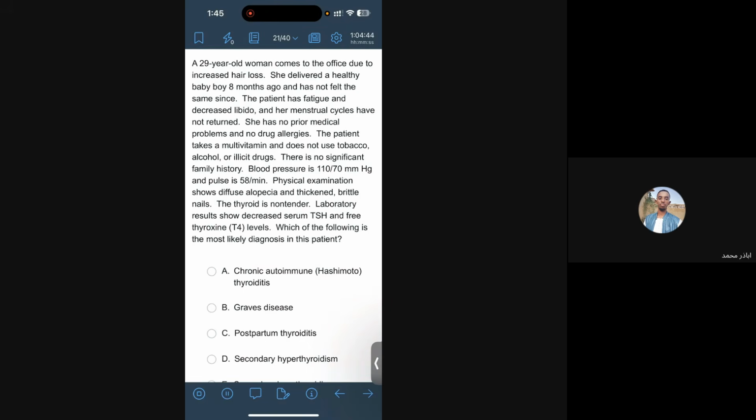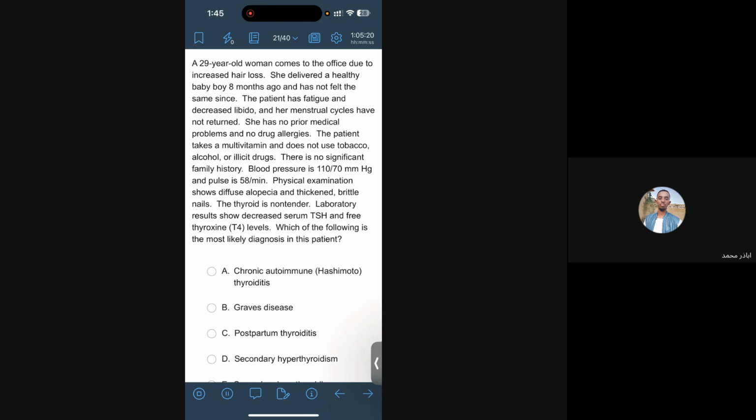A 29-year-old woman with increased hair loss delivered a healthy baby 8 months ago. Remember this. She has not felt the same since. She has fatigue and decreased libido, and her menstrual cycles have not returned. No prior medical problems and no drug allergies. Exam shows diffuse alopecia and thickened, brittle nails.